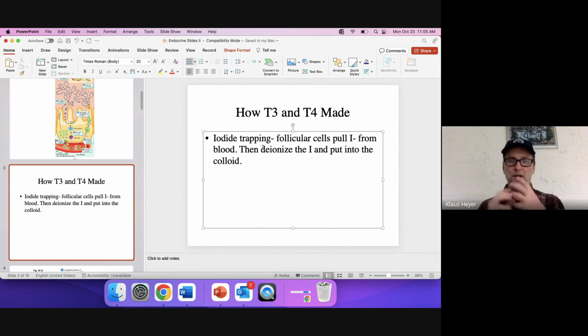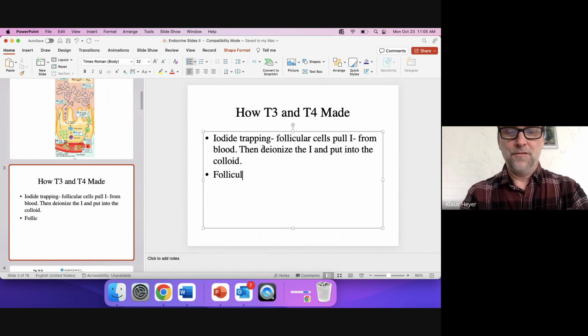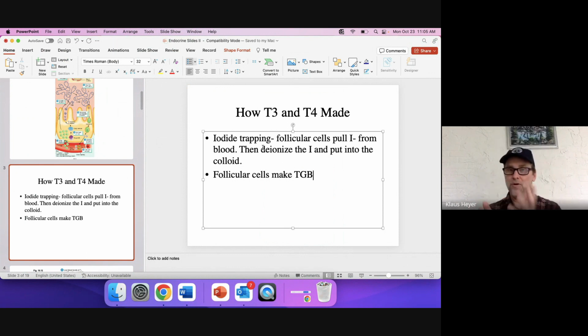Take the iodine out of the blood, remove the charge. That's to deionize it. Remove the charge, remove the negative from it, put it into the colloid. Step 2, follicular cells are making thyroglobulin. That's the protein component, right? Because T3 and T4 are made of iodine and a protein. You put them together. So the follicular cells pull the iodine from the blood. The follicular cells are also making the protein. That goes into the colloid too.